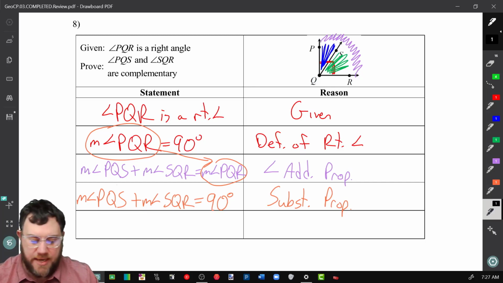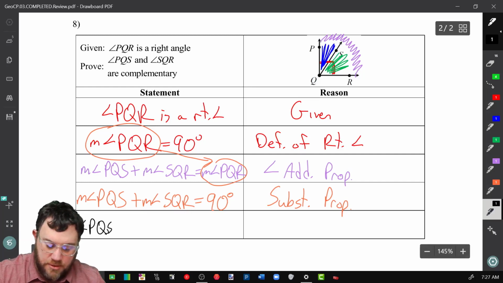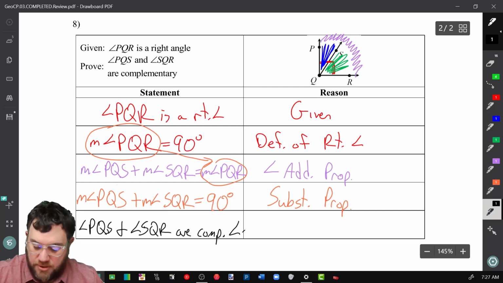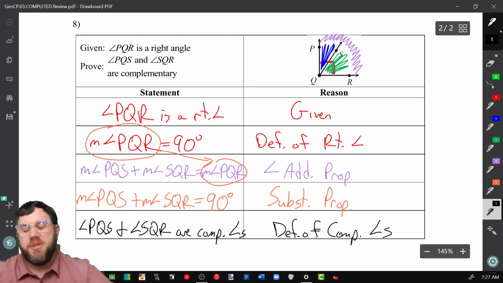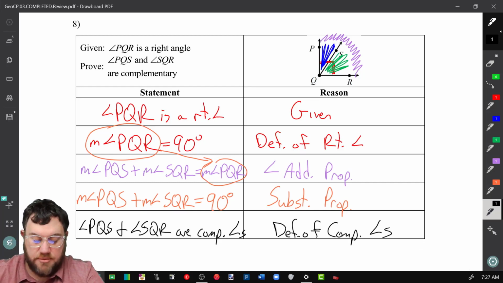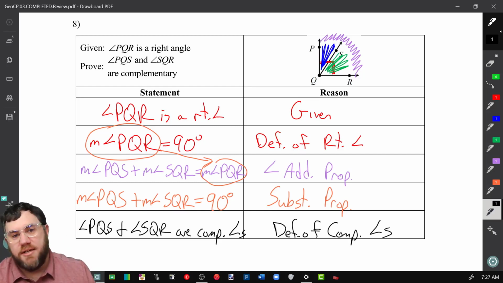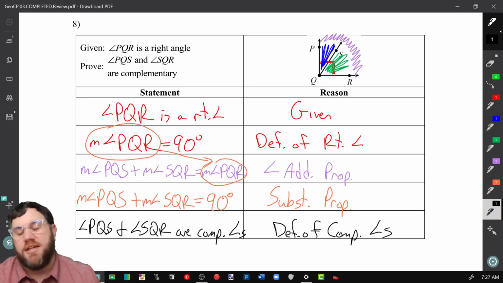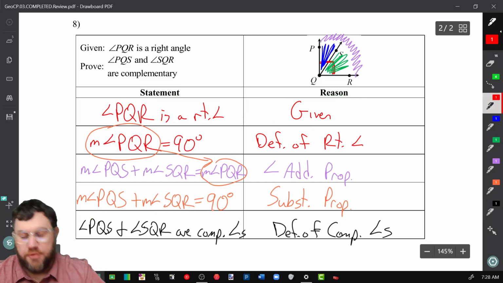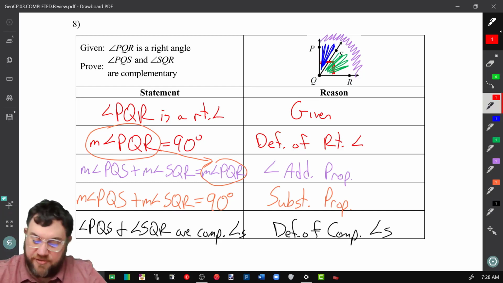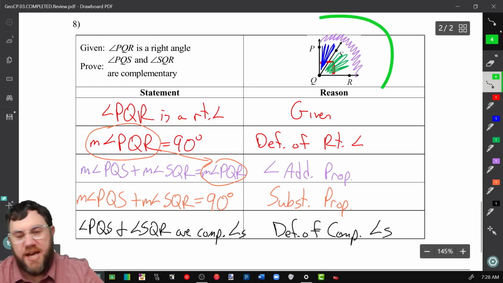Those are complementary angles. So we know that angle PQS and angle SQR are complementary, and I'm going to abbreviate with just comp angles. And that's the definition of complementary angles, because that's what complementary angles are. They're angles that add up to 90. So by knowing we had a right angle, we knew that angle was 90 degrees. Knowing we had two angles that added up to that whole angle, those two angles added up to 90 degrees, which makes them complementary angles. So again, just like with algebra proofs, no excuse, no excuse, no excuse. But the rest of it, you do need to try. You need to think through it. If this information doesn't get you anything, always go back and look at your picture.